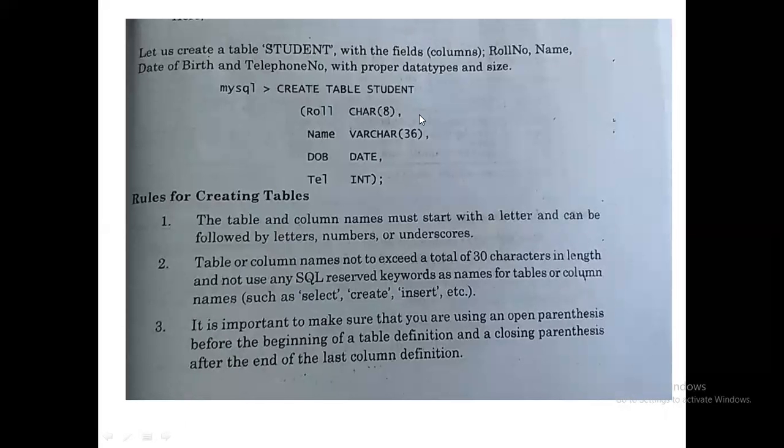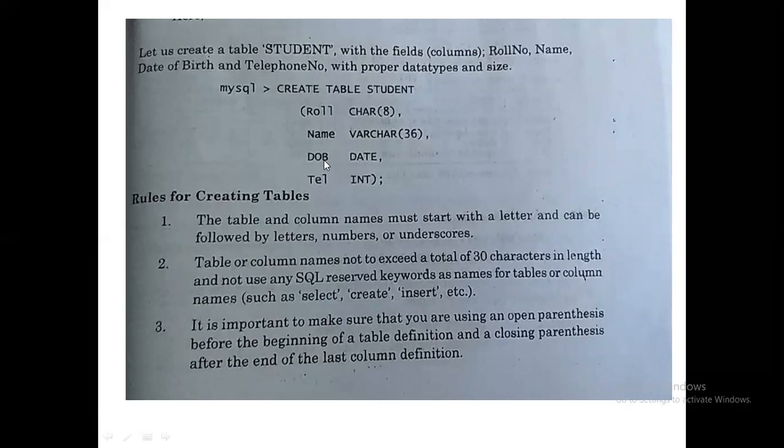So let us create a table student with the fields roll number, name, date of birth, and telephone number, with proper data types and sizes. If I want to create a table named student, then I have to write a query like CREATE TABLE student. Within the parenthesis, I write the column name roll number, data type CHAR, and size 8, comma. Then the second column name I give is name, data type VARCHAR, and size 36, comma.